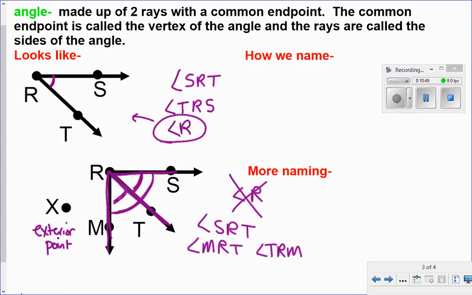On the other hand, when we're looking at point T, T is on the inside of this angle, angle MRS. So we would say that point T is an interior point. Lastly, sometimes we have points that are on the angle, like S or M. Points M and S are on the angle.